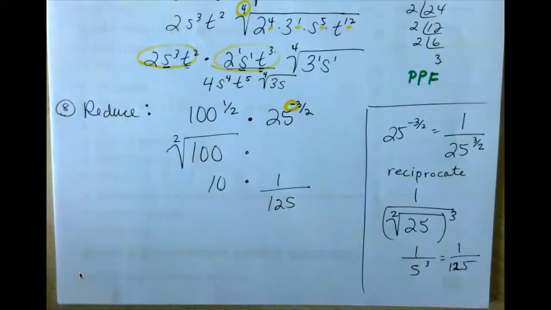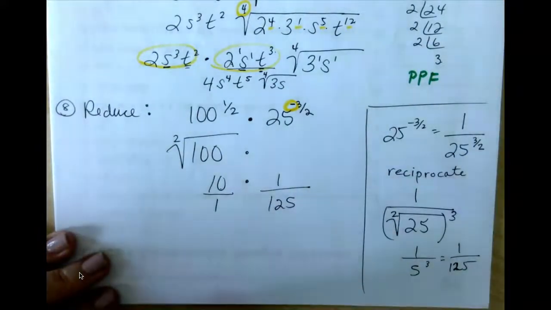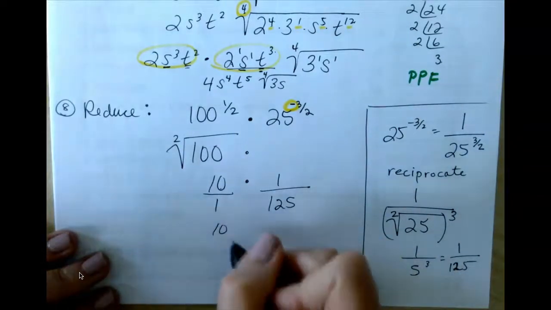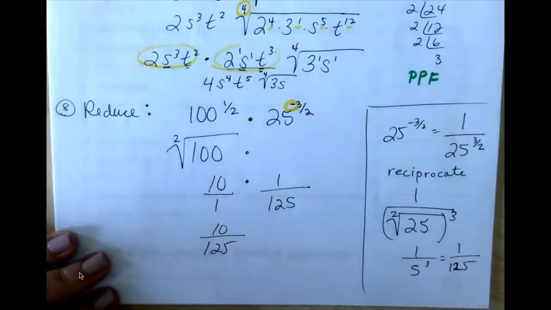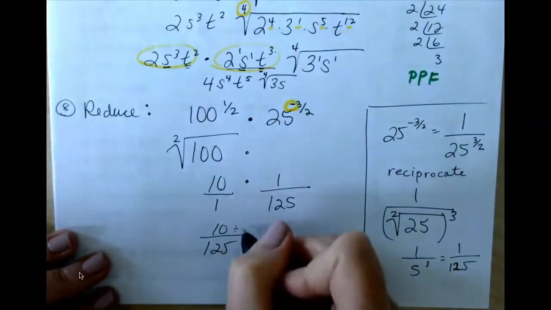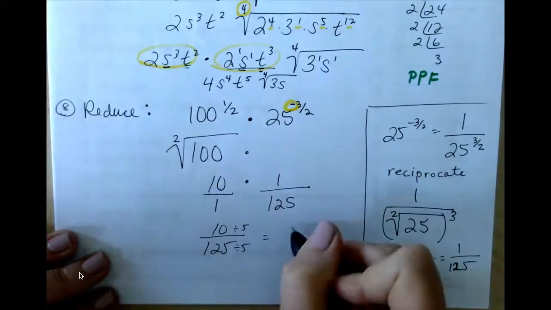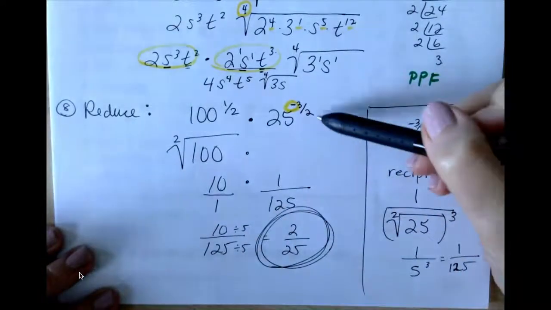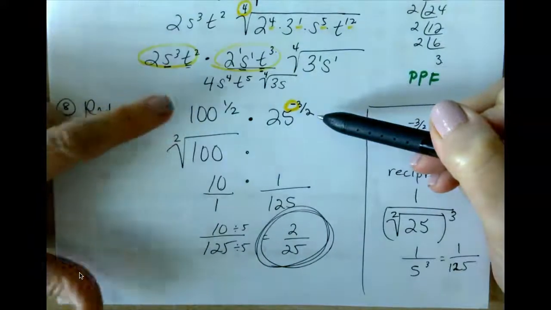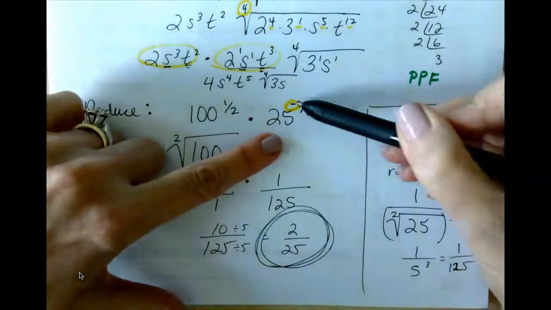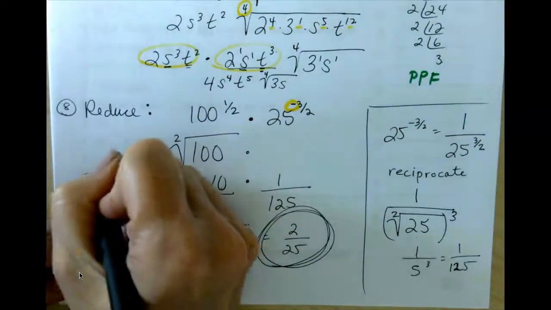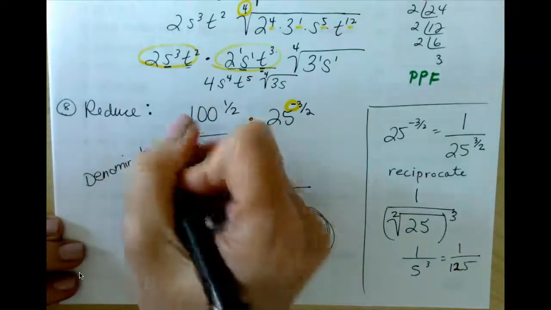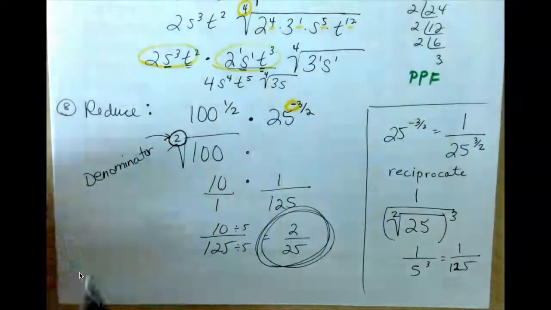So this just becomes basic fraction multiplication. 10 over 1 times 1 over 125. So if we make this into one fraction, and then we can simplify that fraction by simply dividing top and bottom by 5, I get 2 over 25. And that is the reduced product of 10 to the half, or excuse me, 100 to the half, and 25 to the negative 3/2. One more time. The denominator of the fractional exponent is the index of the radical.